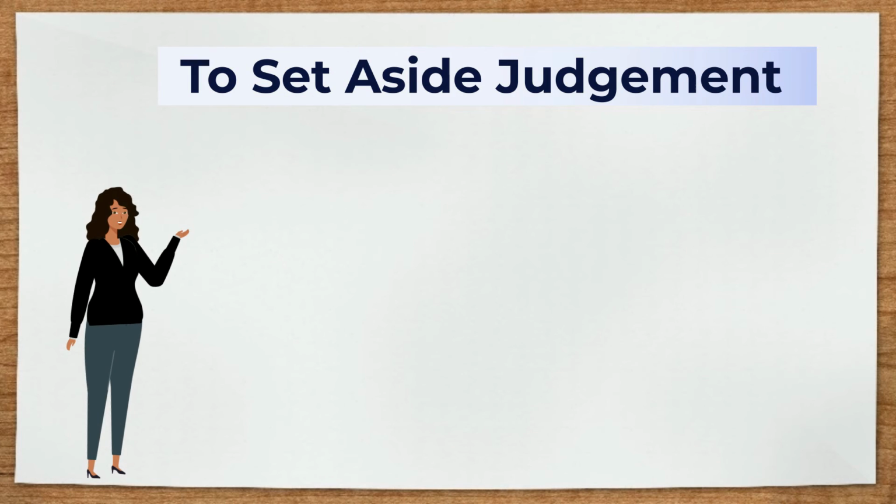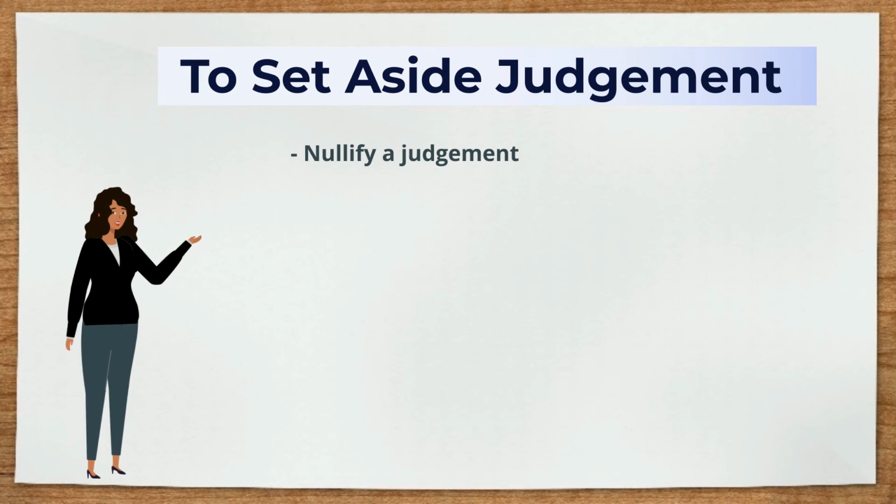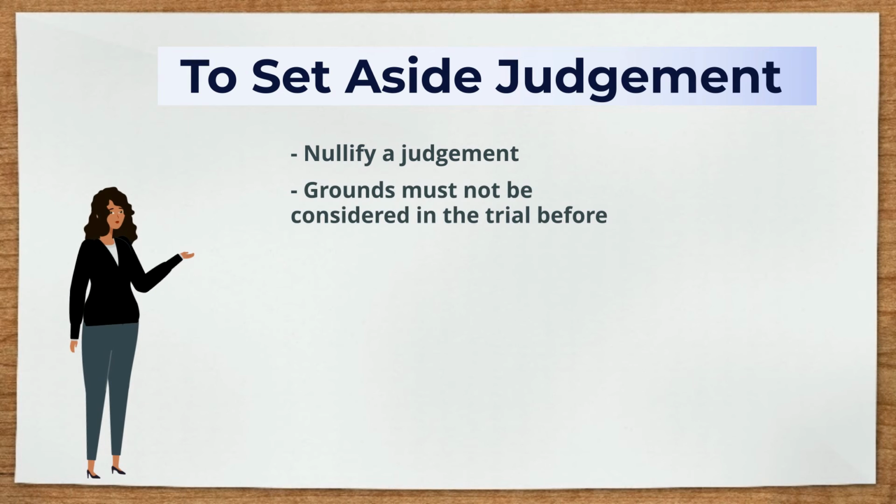7. To set aside judgment. A motion to set aside judgment is to nullify a judgment. The grounds for the motion need to be ones that were not considered in the trial before.